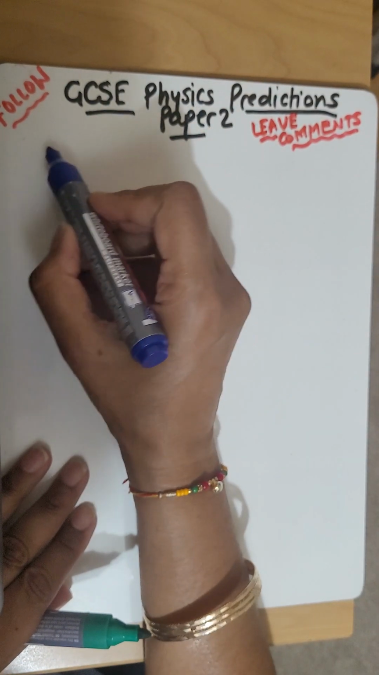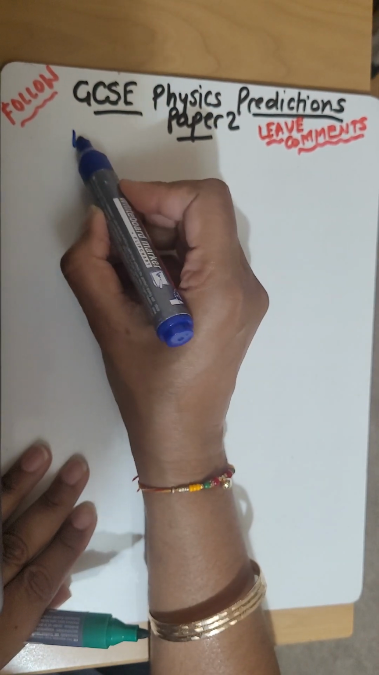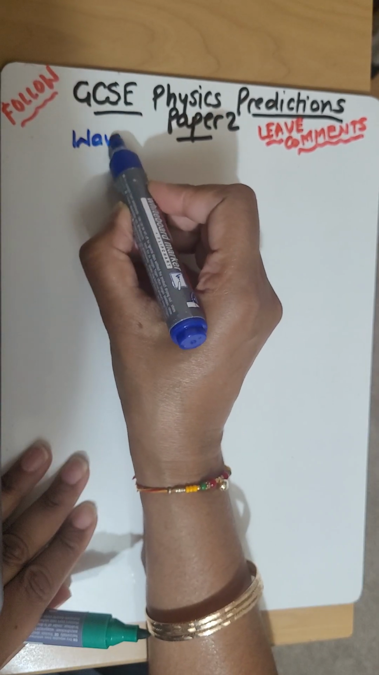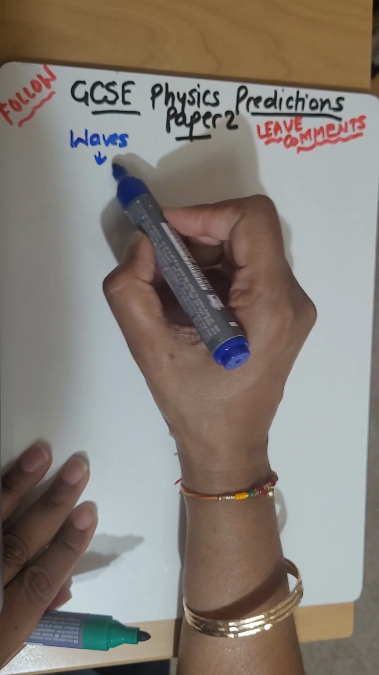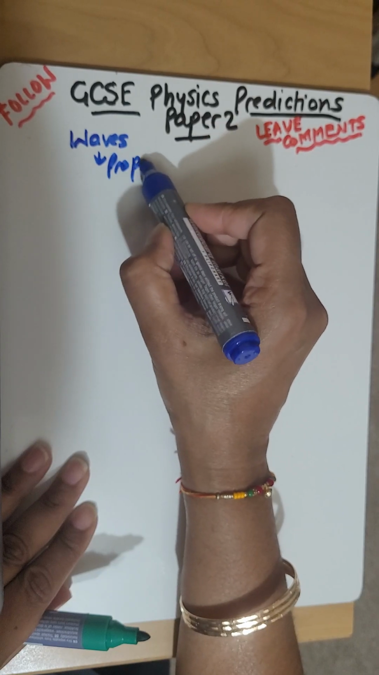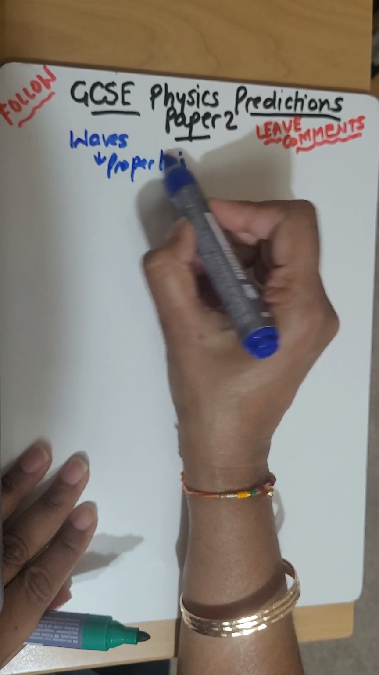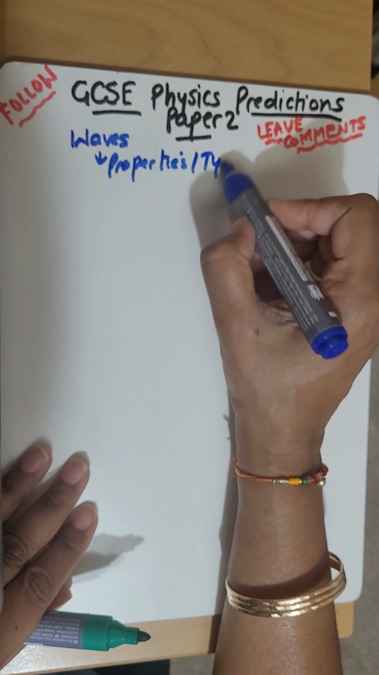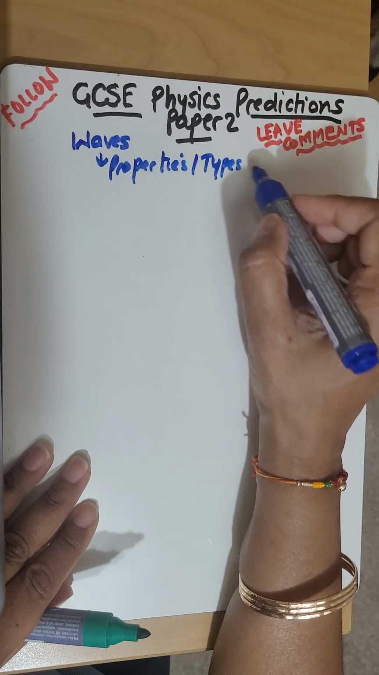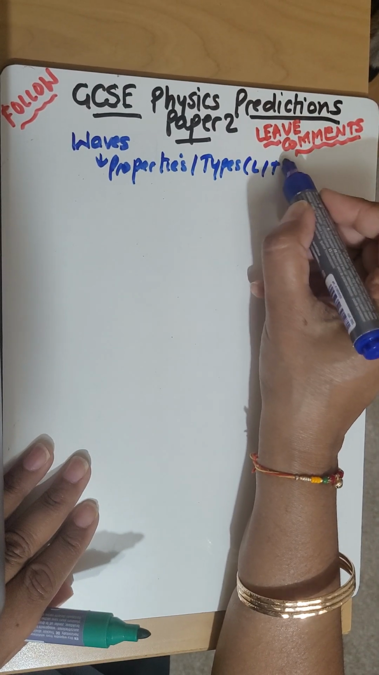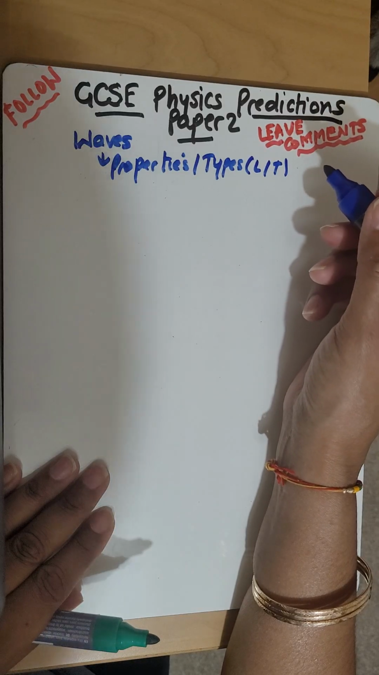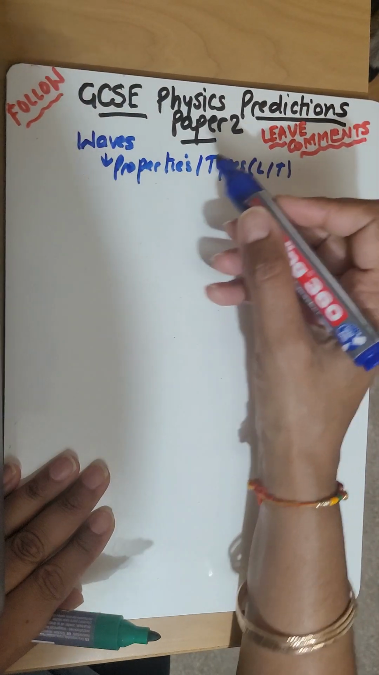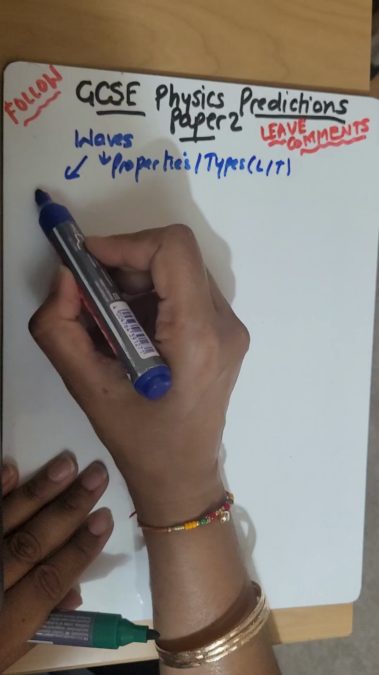So, starting with the predictions, we're going to go with waves as a very big topic. In waves, you need to know the properties. You need to know the types of waves. So types of waves means longitudinal or transverse waves. Linked to waves is also the electromagnetic spectrum.